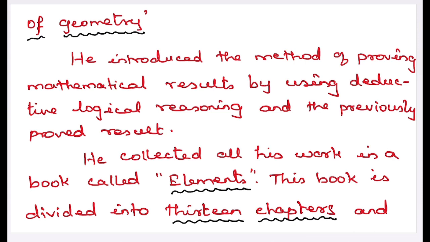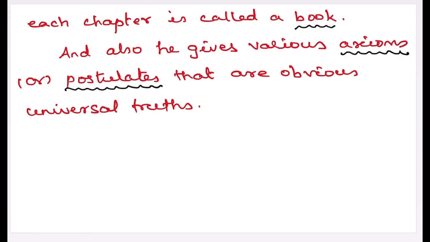From the already existing mathematical facts, he would derive various theorems, and he compiled his findings in his famous book titled The Elements. The book Elements is divided into 13 chapters and each chapter is called a book. In Elements, Euclid has written 23 definitions describing points, lines, planes, surfaces, circles, etc. And also he gives various axioms or postulates which we are going to discuss here.